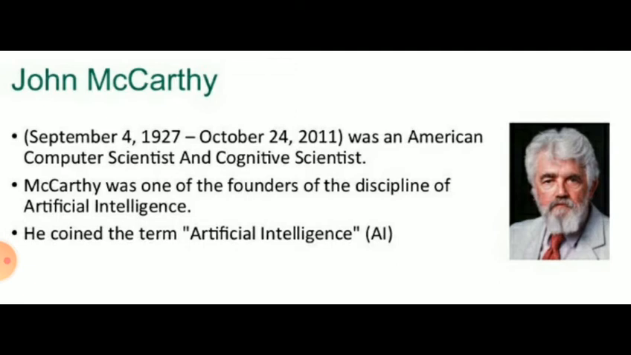John McCarthy was an American computer scientist and cognitive scientist. McCarthy was one of the founders of the discipline of artificial intelligence. He coined the term artificial intelligence.